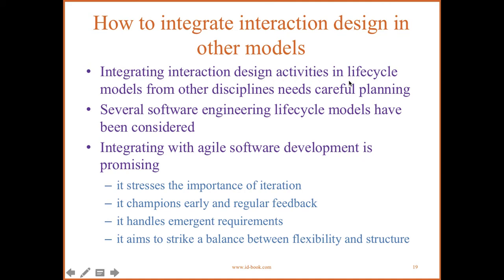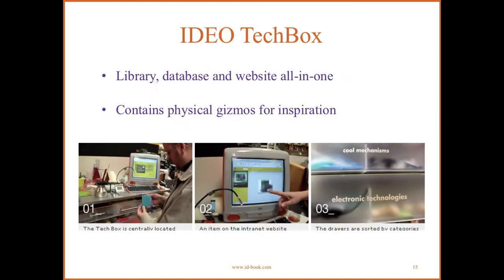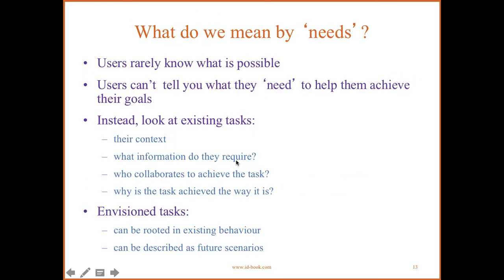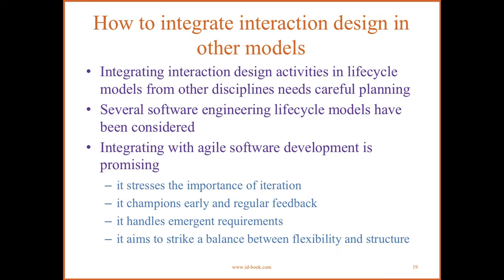That means four activities. Number one, identify user needs, design alternatives, evaluation, and development. Sorry, again: identify user needs, design alternatives, build interactive versions, and evaluate. There will be four activities involved. That's how you integrate interaction design into other models.